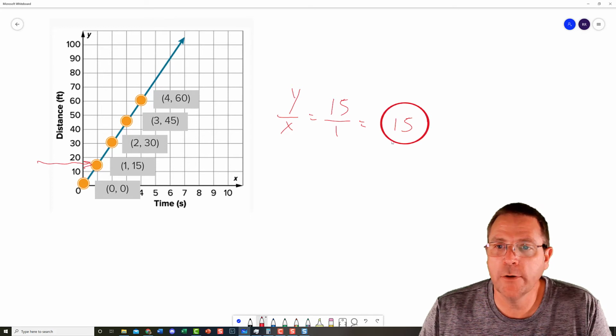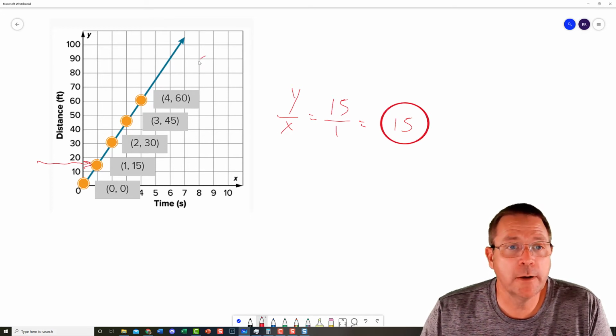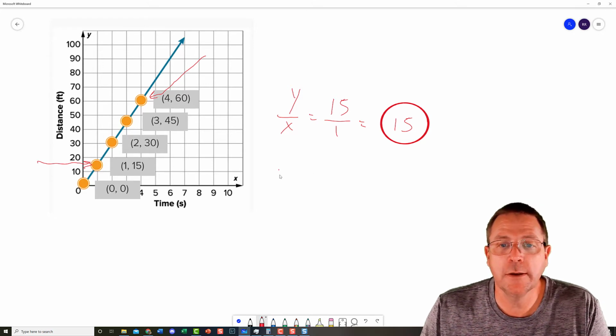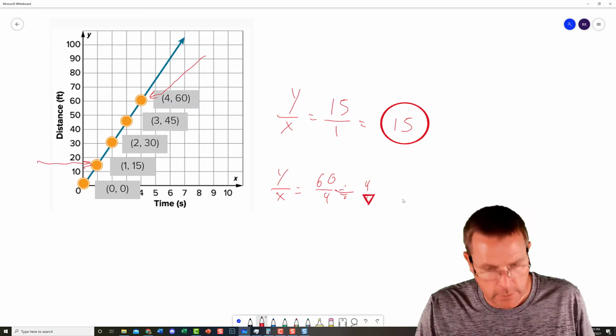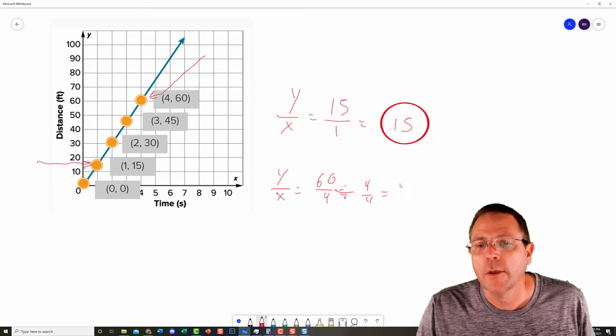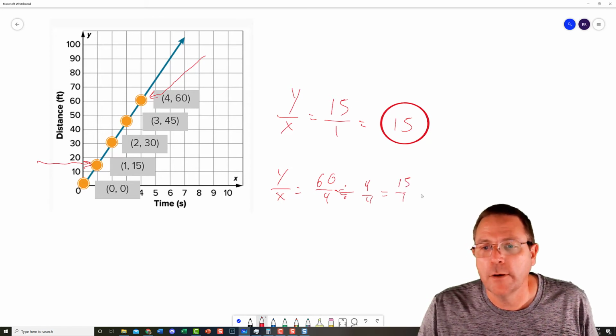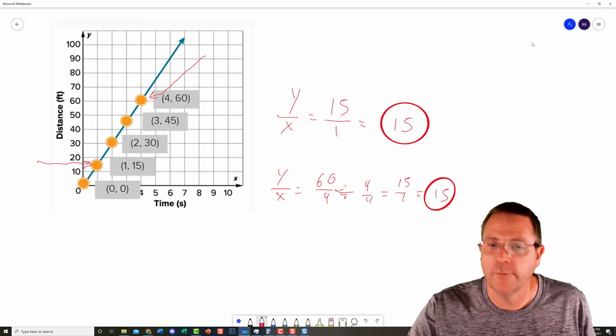If you had picked another one, say maybe you wanted to use 4, 60, that means your y over x would have been 60 divided by 4, which is still dividing numerator by numerator and denominator by denominator. And what do you get? You end up getting 15 over 1 with that same constant of proportionality being 15.